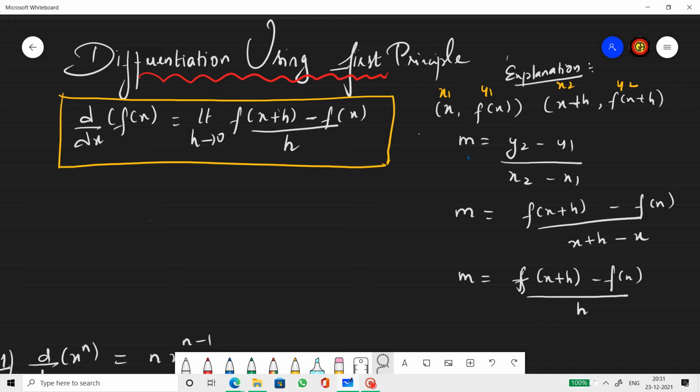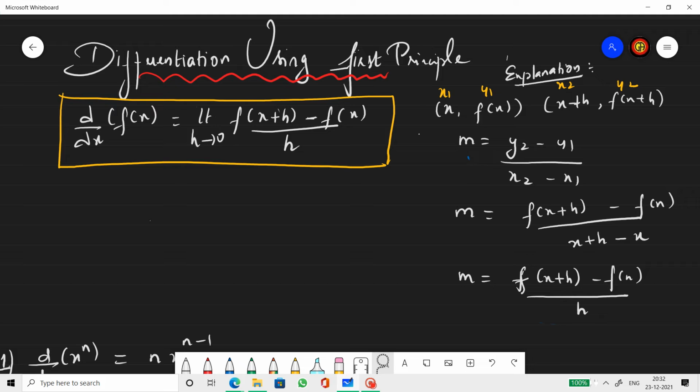Now, let's consider two neighboring points in a function, in a curve. So, one point is x comma f of x and the other point is x plus h comma f of x plus h. We all know that f of x means y. So, any point will be x comma y. Instead of giving x comma y, I took it as x comma f of x. So, this is one point in a curve.